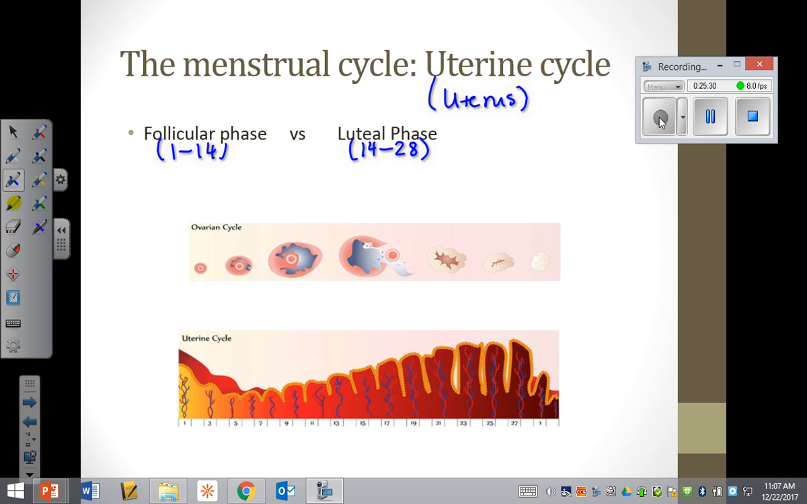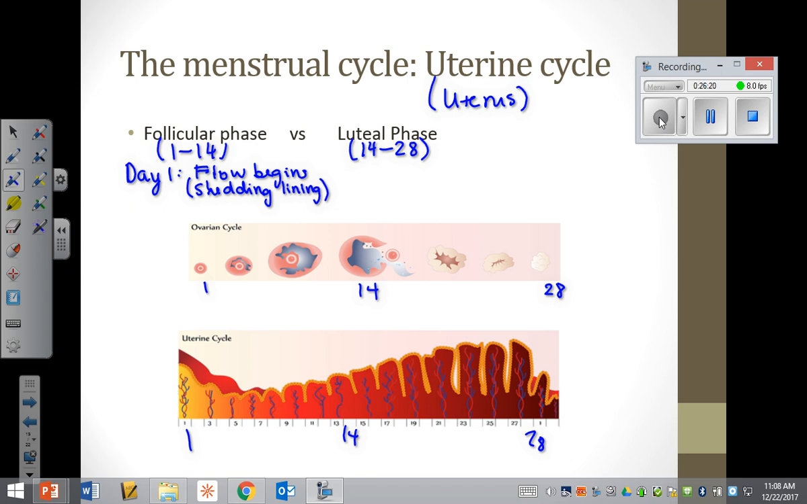Now if you take a look at the picture, you can see that instead of showing an entire ovary, it's just got little pictures of what's happening. So like this would be day 1, this would be day 14, that would be day 28. Over here is day 1, day 14, day 28. So it's lined up approximately evenly. In the follicular phase, if you take a look, in the uterus, day 1 is when flow begins. This is when the uterus is shedding its lining.